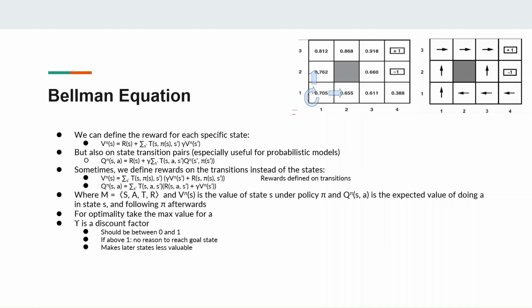Unfortunately, often we don't know all the states. But what we do know is, okay, we currently are in a certain state and we can take a certain action. So instead of defining the value per state, we can also define it per state and action pair, which is what we do here.